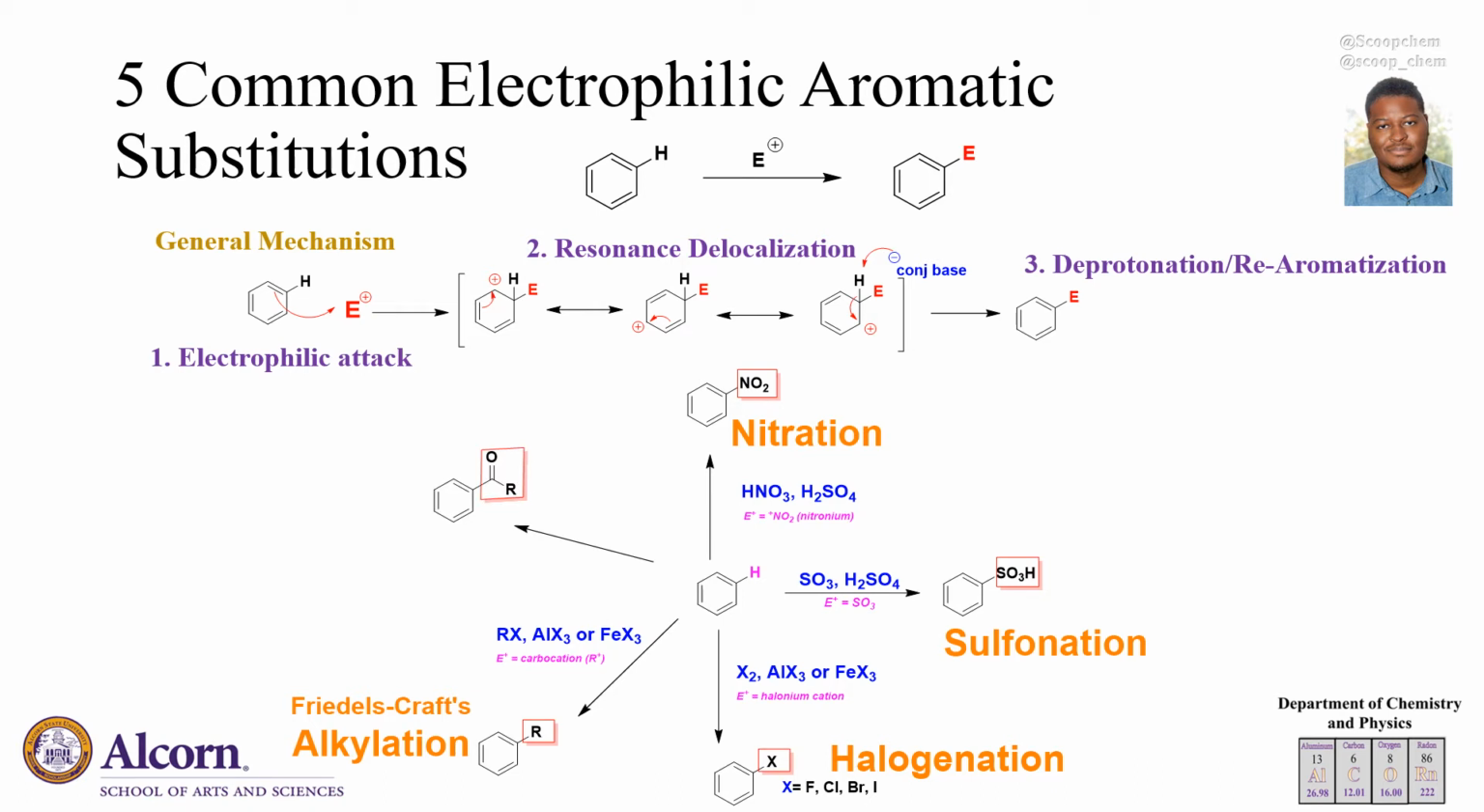Lastly, I can take that H and replace it with an acyl group. That's a carbonyl group, or a carbon group that has a carbonyl group attached directly to the ring. The way that I do that, I need an acid halide with the Lewis acid, and this is known as the Friedel-Crafts acylation.